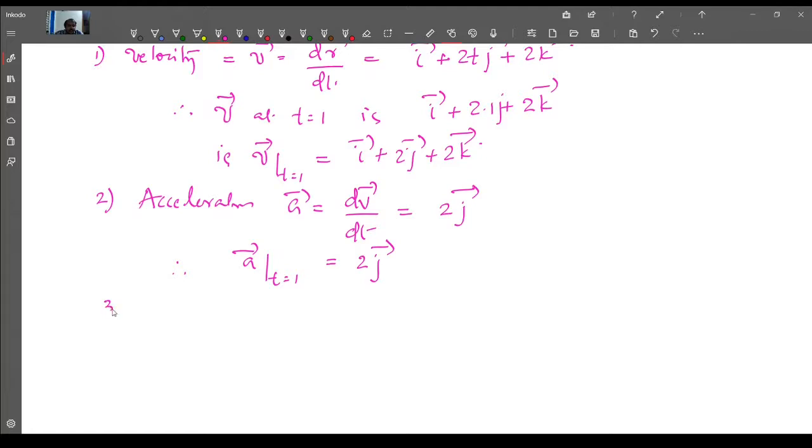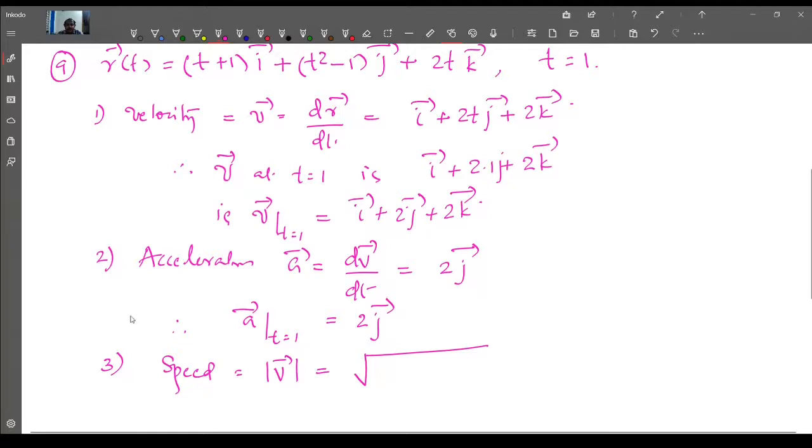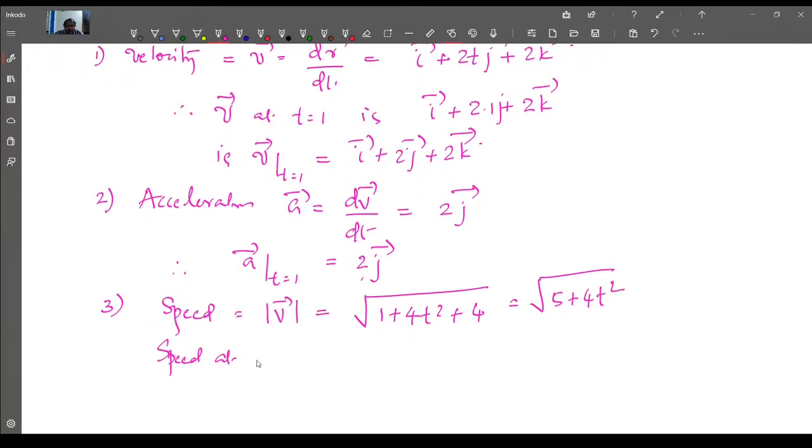Now we have to find speed. Speed is equal to modulus of v, so that is equal to square root of 1 plus 4t square plus 4. So this is root of 5 plus 4t square. Therefore speed at t equal to 1 is modulus of v at t equal to 1. This is equal to root of 5 plus 4, so that is root 9, that is 3.